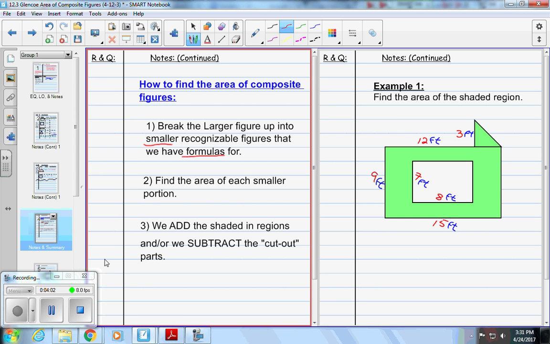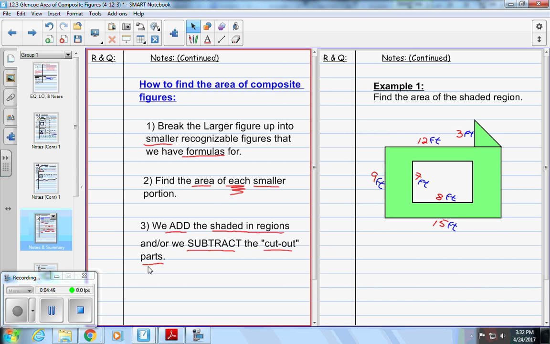Once you have cut them up into different shapes, the next goal will be to find the area of each smaller portion. And then the last step is we will add together the shaded in regions, and we would subtract the areas of the cut out parts. So in that shape example from example 1, the area of the white rectangle, we would have to use subtraction for that area, and we would be adding the area of the other rectangle, the big green one that goes around the white one. So let's start trying to apply our steps to example 1.